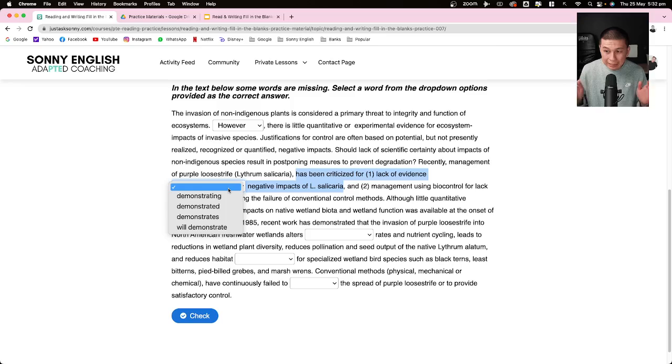So that means anything that is absolutely a verb is not going to go. And demonstrates, this is present tense, can only be used as present tense. That's out of there. Will demonstrate, that's future tense. It can only be used as a verb for the future. That's out of there. However, the ing and the ed, they can be used as adjectives. This is a reduced adjective clause.